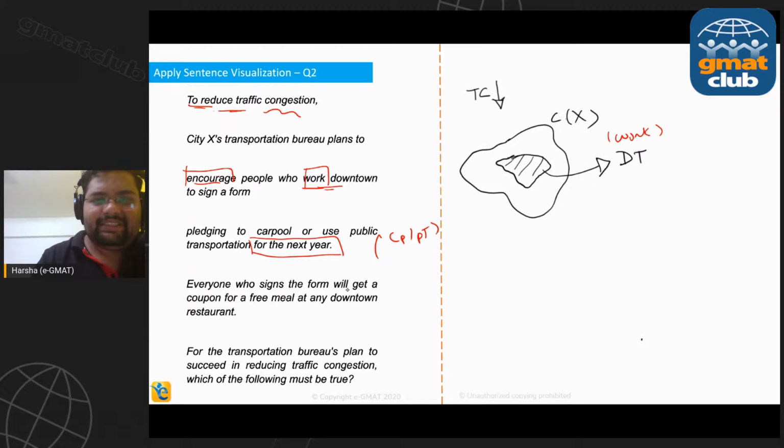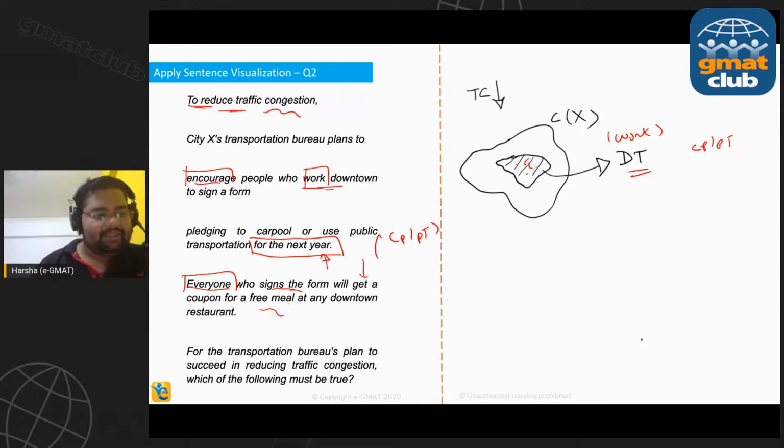So, essentially, what is this plan? This plan is essentially encouraging people who work in this place called downtown to promise that they will do carpooling or public transport for the whole next year, right? Everyone who signs the form will get a coupon for a free meal at any downtown restaurant. So, each and every person who signs the form gets a certain coupon to get a free meal at one of the restaurants in this downtown area, right? So far so good. That's the passage. The passage is clear. There's nothing more.